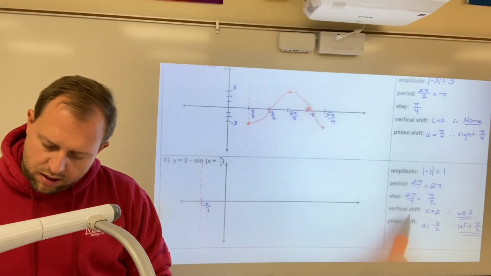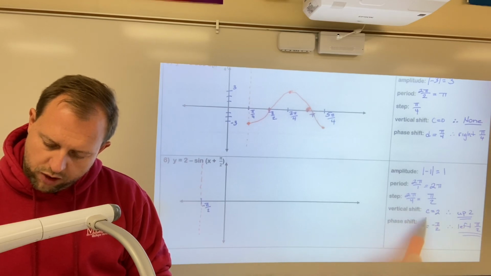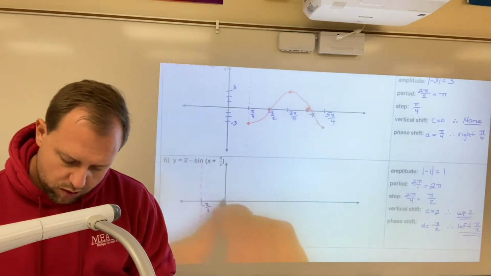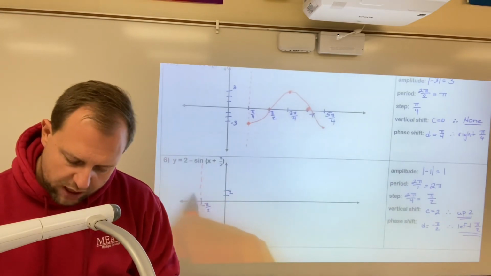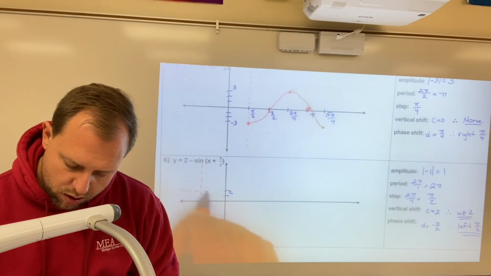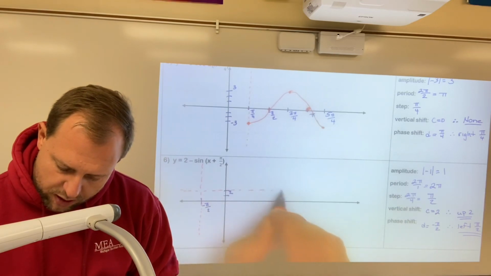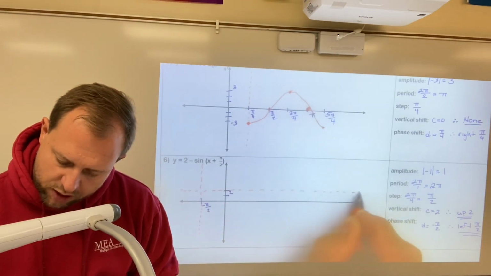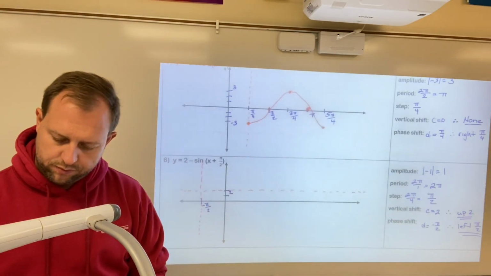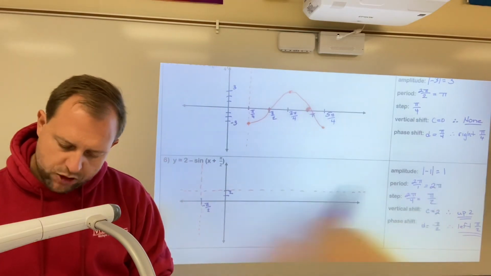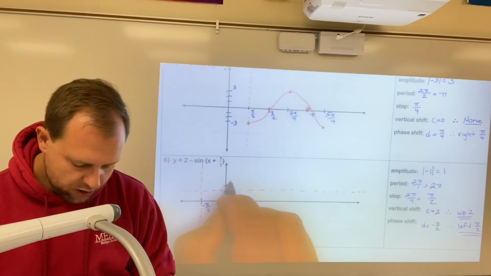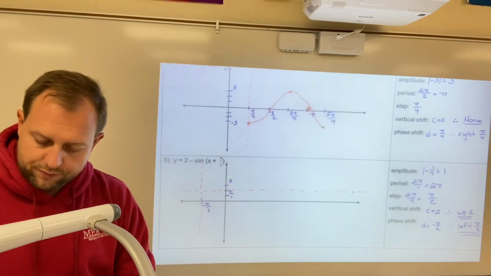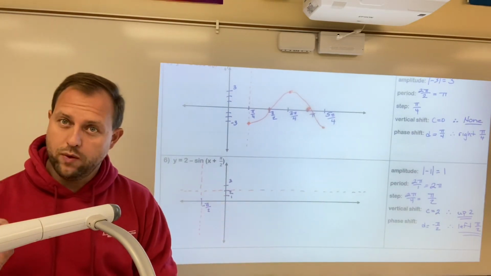And our vertical shift is up 2. So up 2 creates for me the new x-axis, or the new center line for the wave. And then our amplitude from there is 1. So we go down to 1 and up to 3. So it's a really short wave.